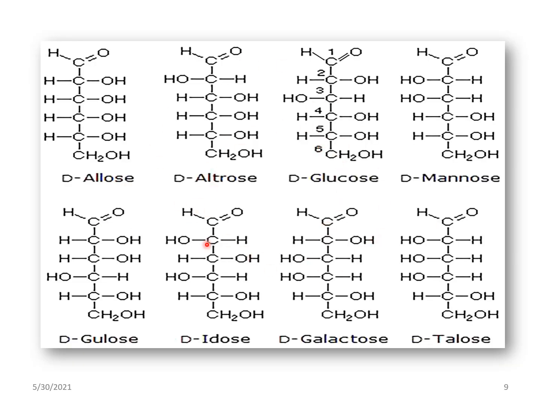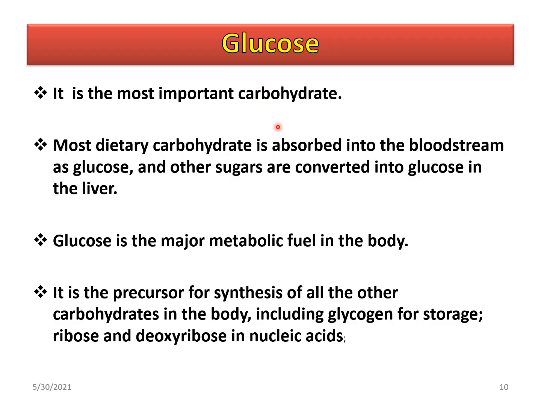This figure shows different types of monosaccharides, including glucose. This is the chemical formula for glucose, mannose, galactose, and these are other monosaccharides. Glucose, we talk a few words about glucose. It is the most important carbohydrate. Most dietary carbohydrate is absorbed into the bloodstream in the form of glucose. Also, other sugars in the body are converted into glucose in the liver.